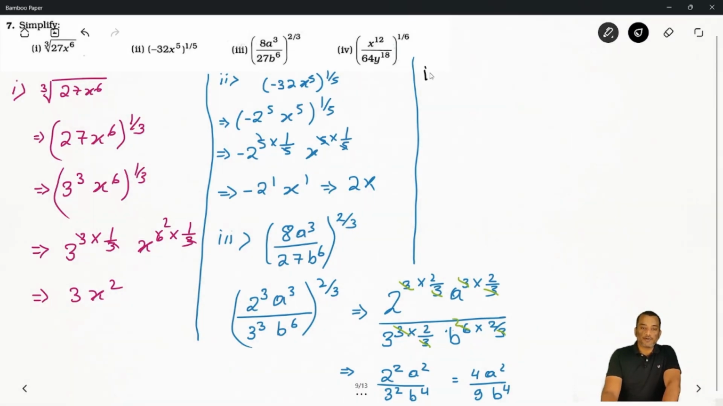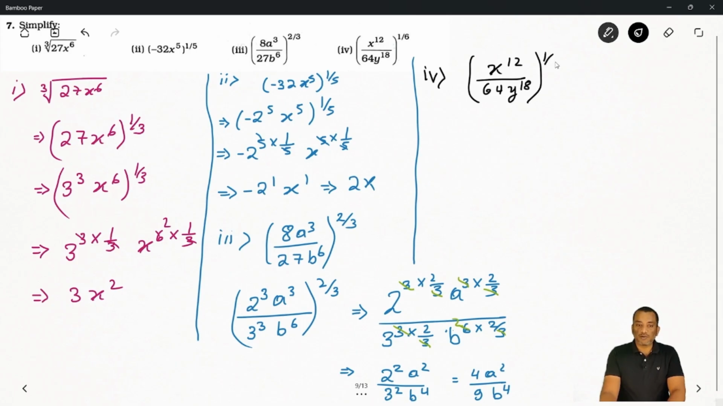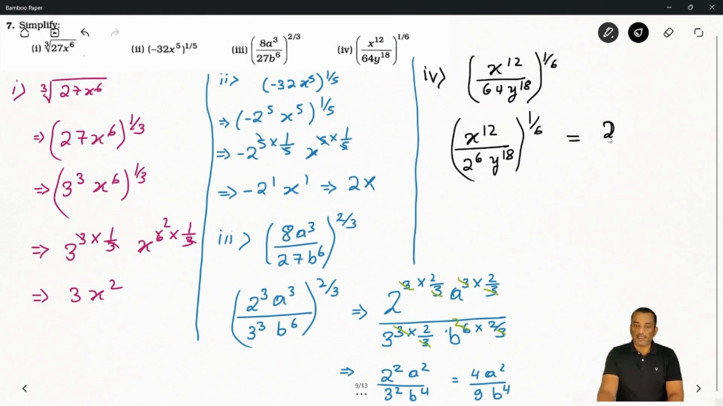So the fourth one, you have this one equal to whole bracket x to the power 12 by 64 y to the power 18, and the whole power is 1 by 6. Okay, same way here also we can break them. So x to the power 12 by 2 to the power 6 y to the power 18, and after that you can write 1 over 6. Now you can apply the power rule. So power rule, you can say x to the power 12 times 1 by 6, then 2 to the power 6 times 1 by 6, and y to the power 18 times 1 by 6.